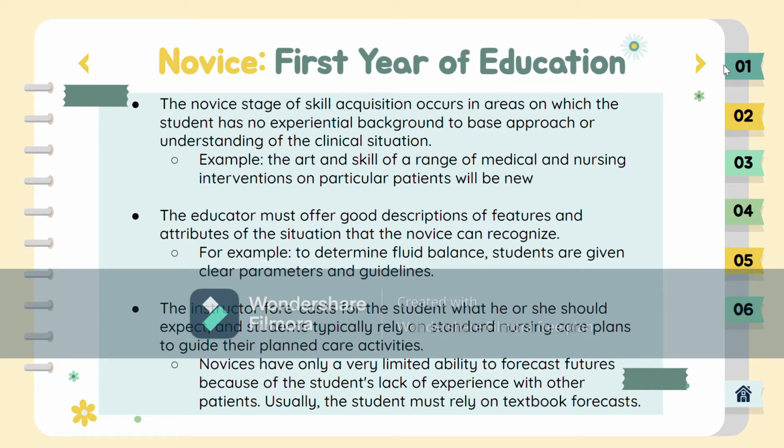Next, the instructor forecasts for the student what he or she should expect, and students typically rely on standard nursing care plans to guide their planned care activities. Novices have only a very limited ability to forecast futures because of the student's lack of experience with other patients. Usually, the student must rely on textbook forecasts.